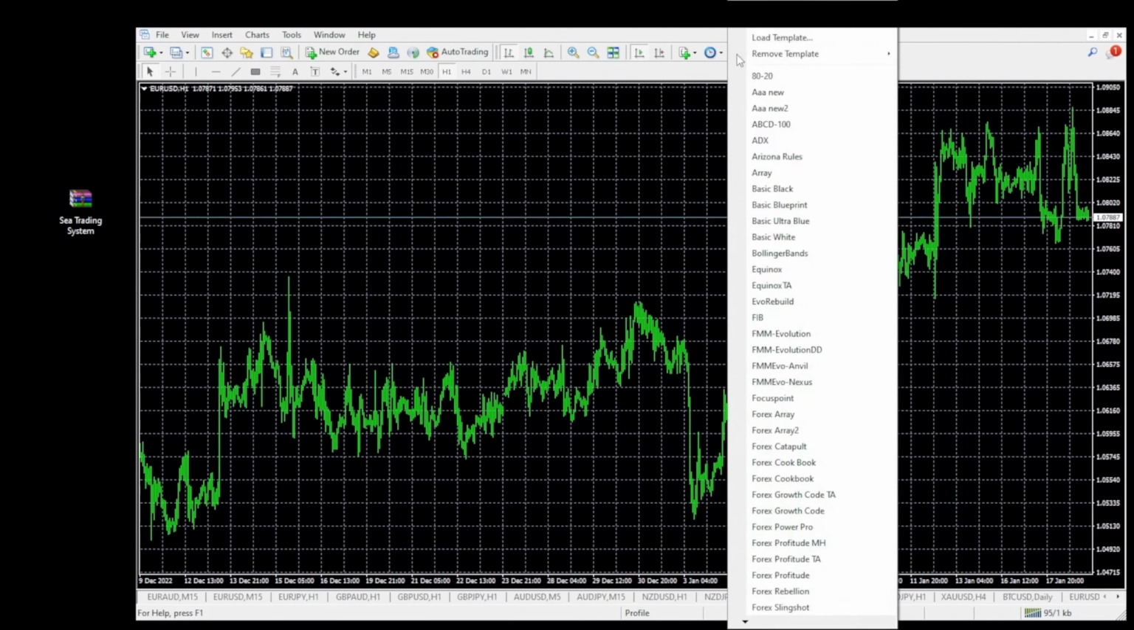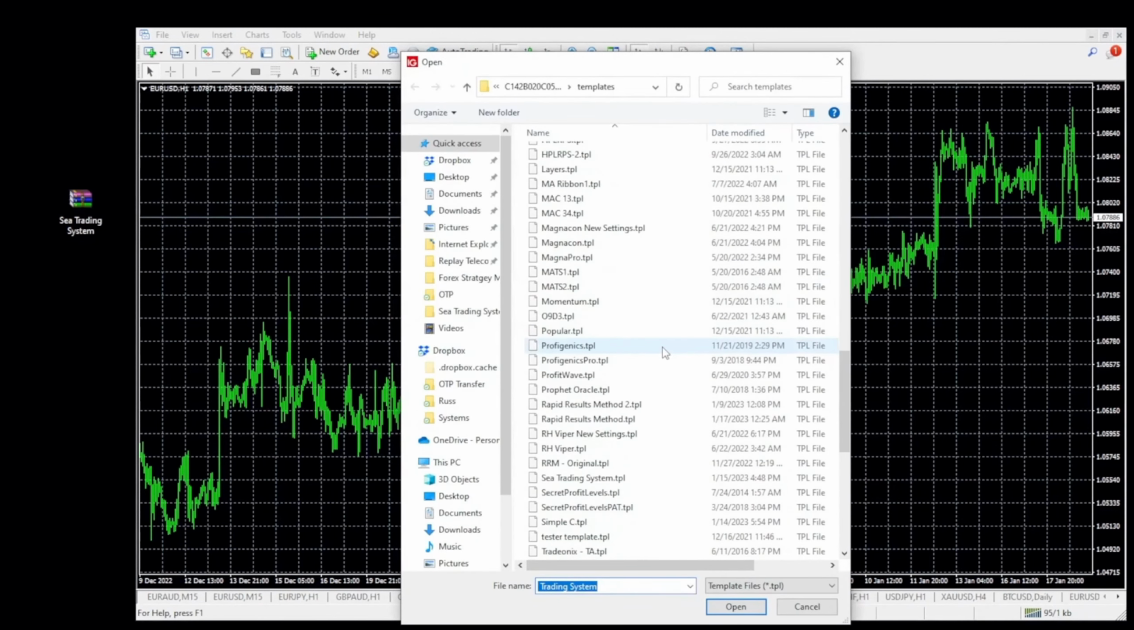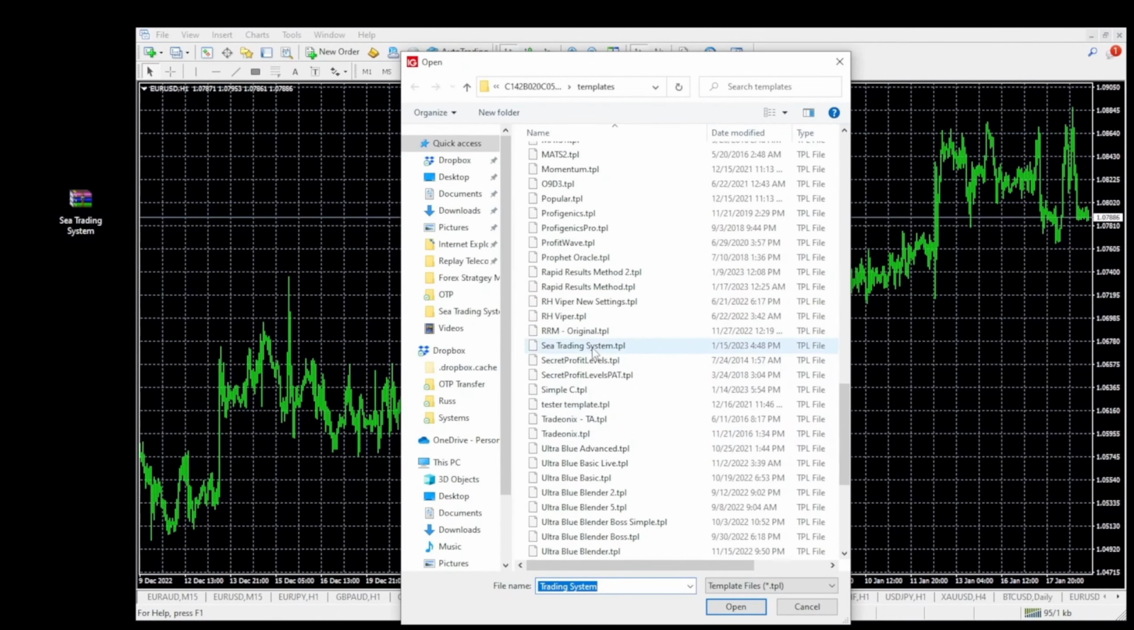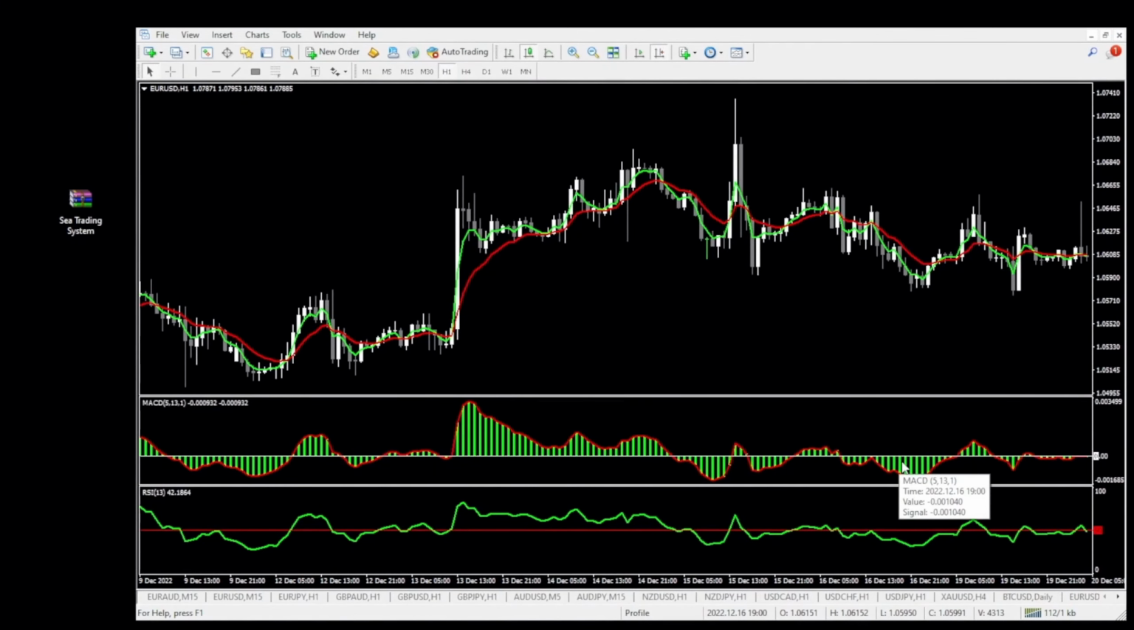And from here, I'm going to go to my templates. I'll choose load template. I'm going to scroll down to look for the C Trading System, which is right here. Click open, and I have the C Trading System on my charts.